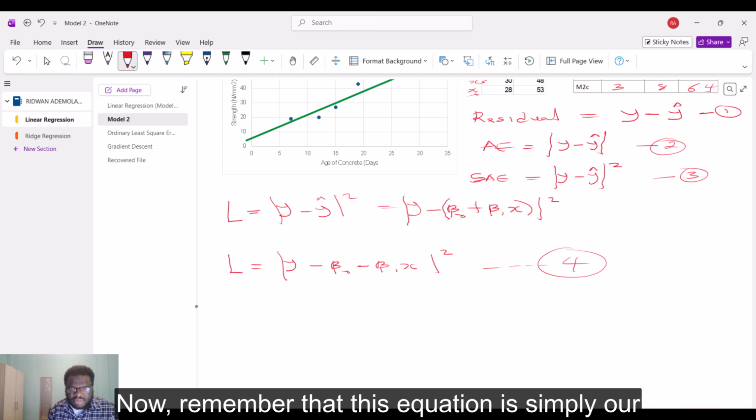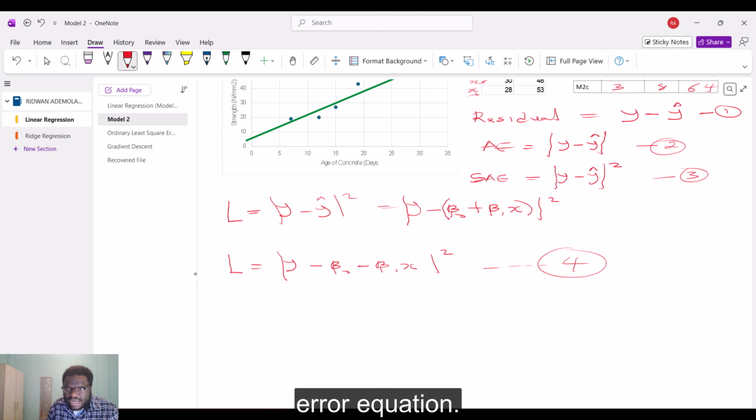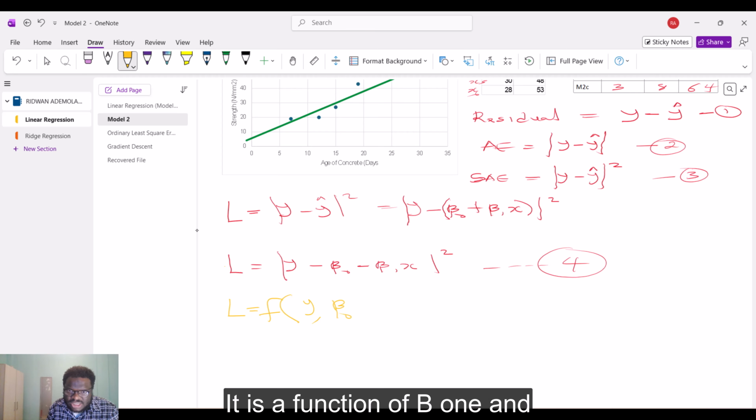Now, remember that this equation is simply our error equation. I only just expanded it. So what I'm trying to point out to you here is that if you look at this equation, you will see that this parameter here, L, which we call the cost function, is a function of what? It is a function of y. It is a function of b naught. It is a function of b1, and it is a function of x.